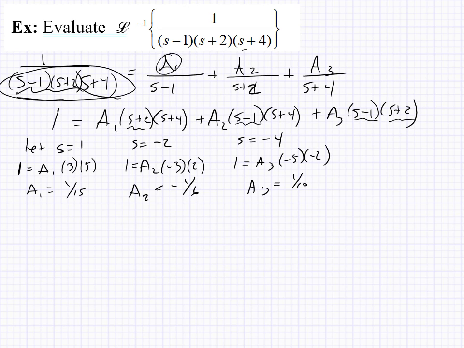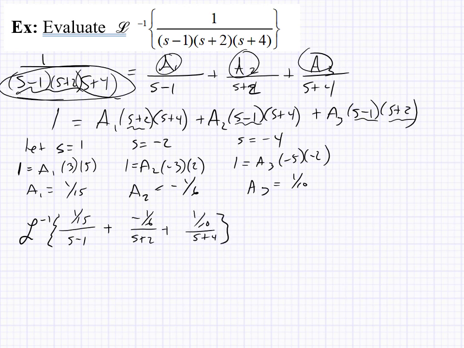So now that we know what these numerators are, we should do the inverse Laplace transform of that sum. So it would be the inverse Laplace transform of 1/15 over s minus 1 plus negative 1/6 over s plus 2 plus 1/10 over s plus 4. Remember, these are just all constant multiples anyway, so when I go to do the Laplace transform of each one of these, they can come out.